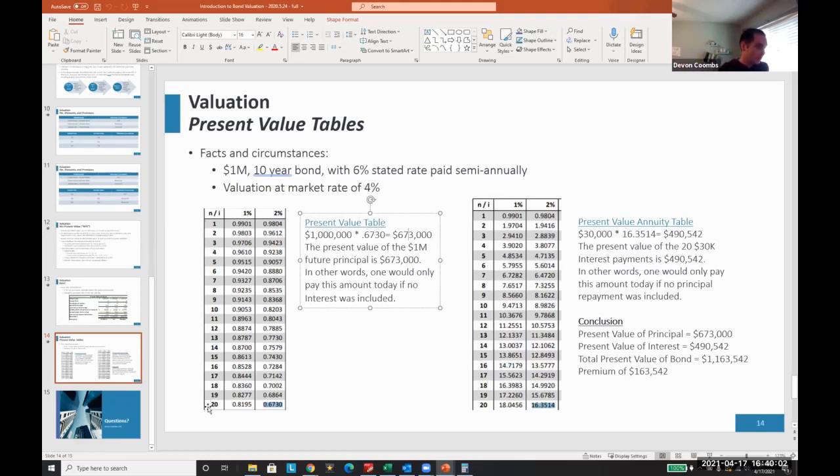And so we'd say 20 periods at 2% is a factor of 0.6730. We'd multiply this out. We'd say $1 million in 10 years is worth $673,000 today. In another way, we're saying if we had $673,000 today and invested at 2% semi-annually for 10 years, we'd have $1 million in 10 years.